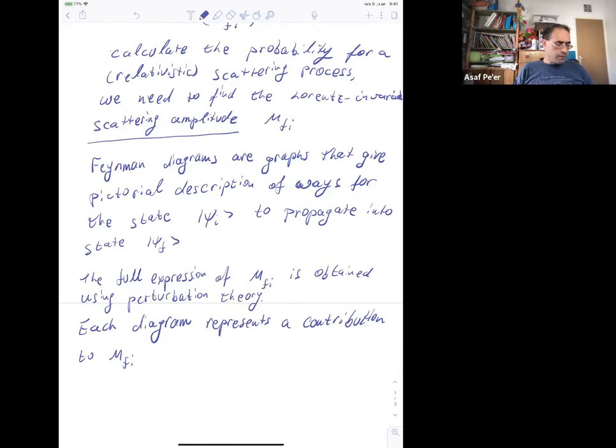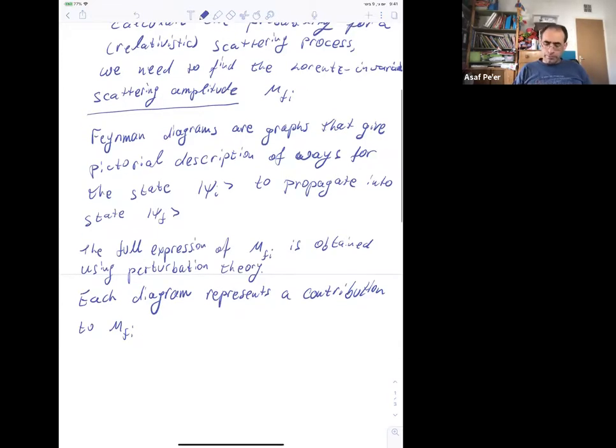Right. And essentially, it gives us some complex number. After we apply Feynman rules, which I'm going to teach you shortly, it will give us some complex number, which we will use to calculate what we're interested in, which is this cross section or the decay rate or the lifetime of the particle.